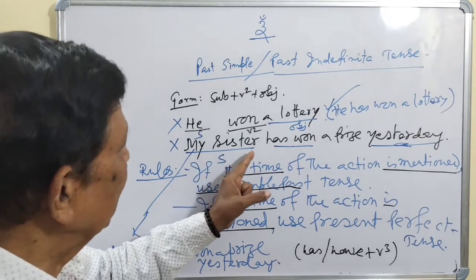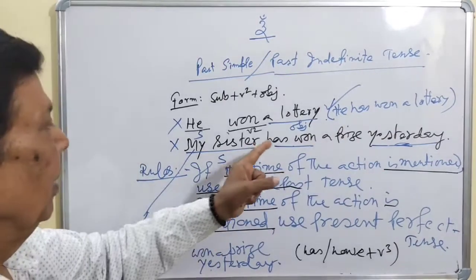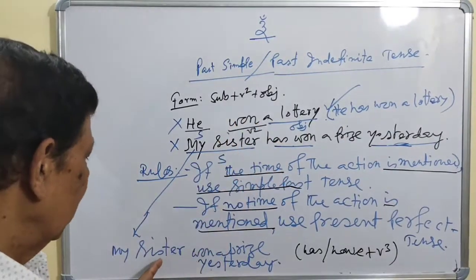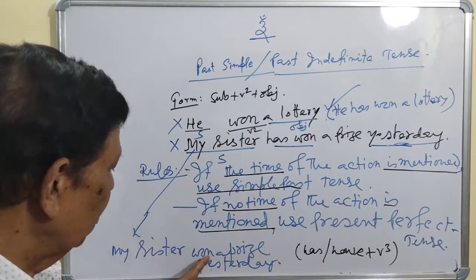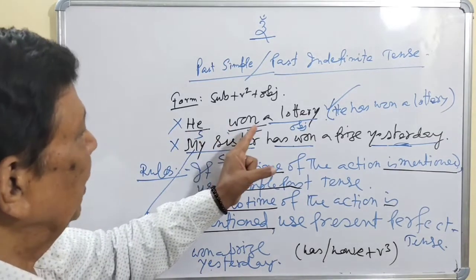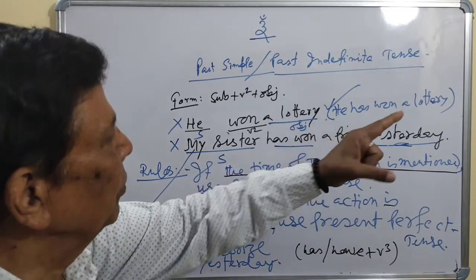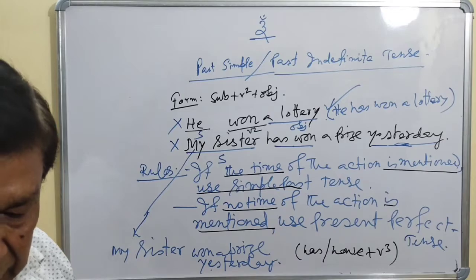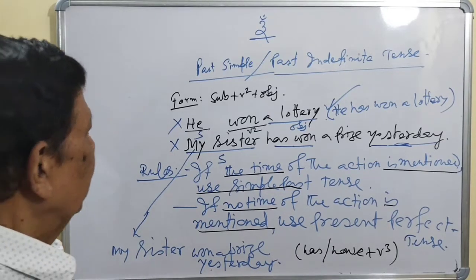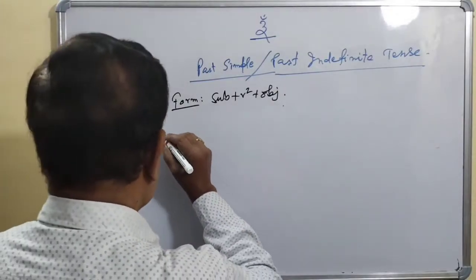Present perfect tense means has or have plus V3. So here I used, my sister has won a prize yesterday. Since the time is mentioned here, it should not be present perfect. Rather, the correction should be, my sister won a prize yesterday. In the same way, he won a lottery, no time is mentioned. Here the correction is, he has won a lottery. I think you have been able to follow it. Now let me give you some more examples.